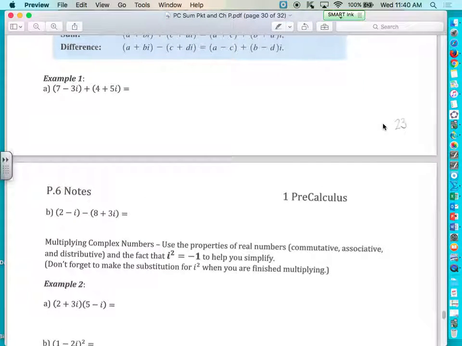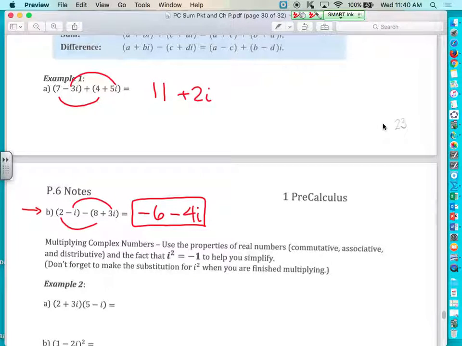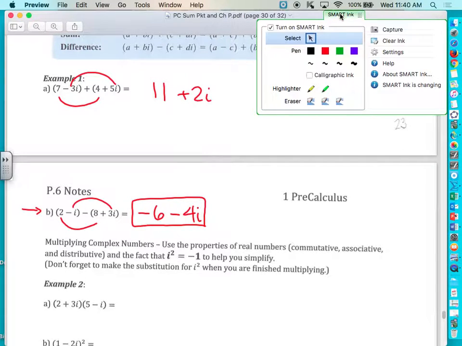So adding and subtracting imaginary numbers, you add the real parts together. So 7 plus 4 will give you 11. And then the imaginary part, negative 3i plus 5i, is going to give me plus 2i. And for this second example at the top of the next page, the same thing with subtraction. So 2 minus 8 will be negative 6. Negative i minus 3i would be negative 4i. So adding and subtracting is just like you would do if those were not i's, if they were just any old variable, an x or a y.